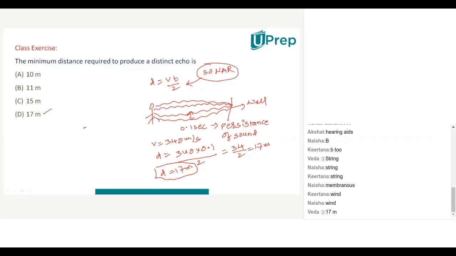Why 17 meter? As we are taking the velocity of the sound in air as 340, and generally the velocity of sound in air will range from 330 meter per second to 340 meter per second. So if you take 330 meter per second, 16.5 will be the answer. If you take 340 meter per second, 17 meter will be the answer. So here what is the option? 17 meter will be the option.